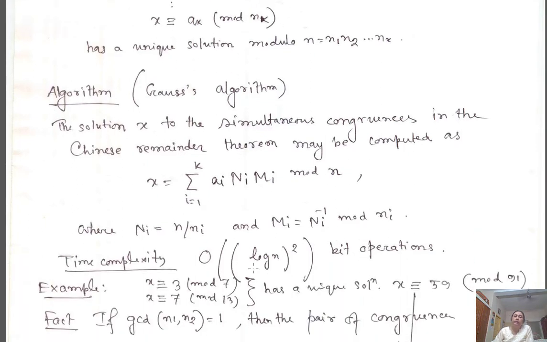And this is polynomial in the size of the modulus N, the size of the product modulus N. If N is the given number, the modulus, then log N is the size. So it is polynomial in the size of N, in bit operations. Essentially the addition does not take much time, but you have to perform the modular inverse operation. That actually takes log N square time.